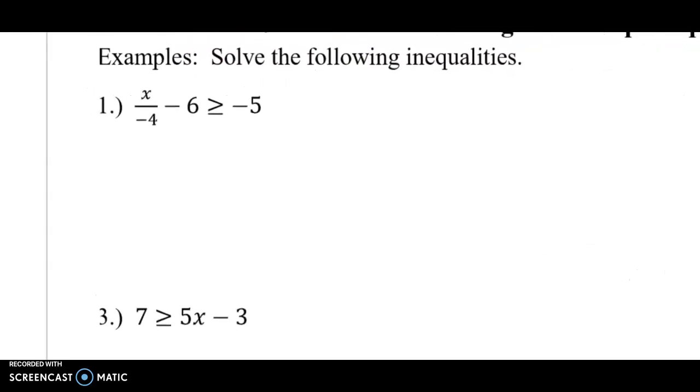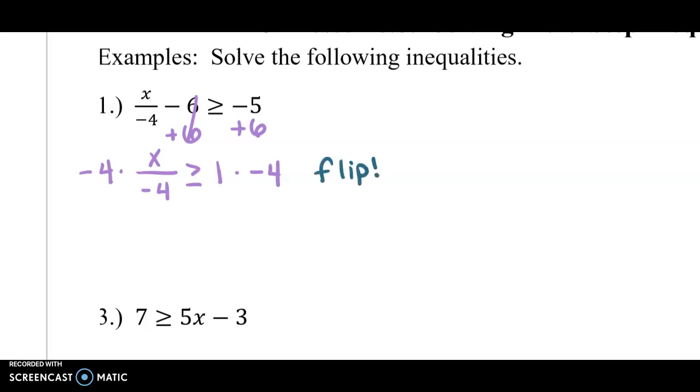So in number 1, first thing we are going to do is add 6 to both sides. So x over negative 4 is greater than or equal to 1. Then from there, I'm going to multiply both sides by negative 4. When you multiply by a negative, you have to flip the sign. That's what I taught you guys, right? So then x now becomes less than or equal to negative 4. And that is our final answer.